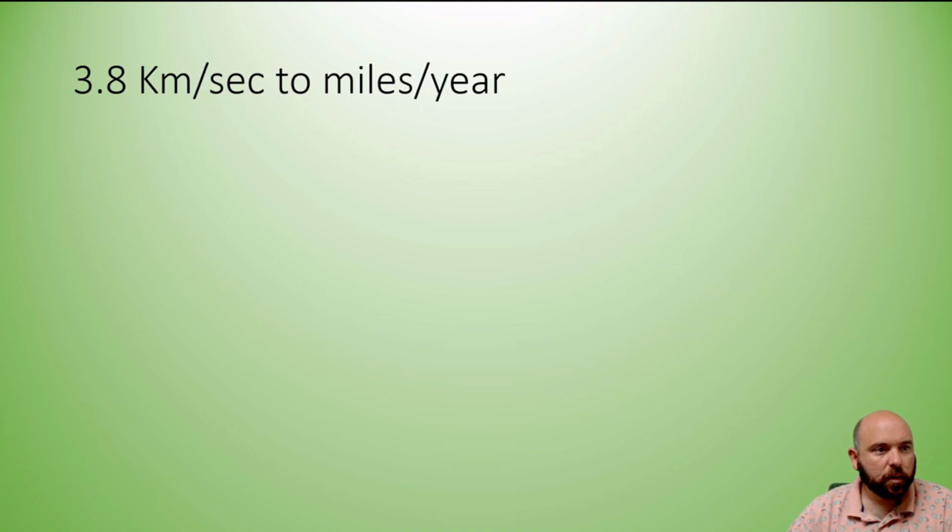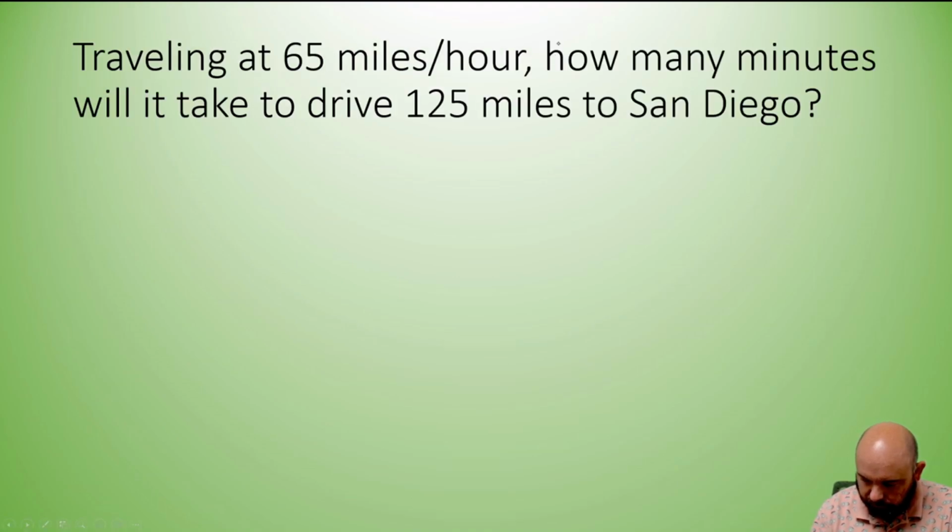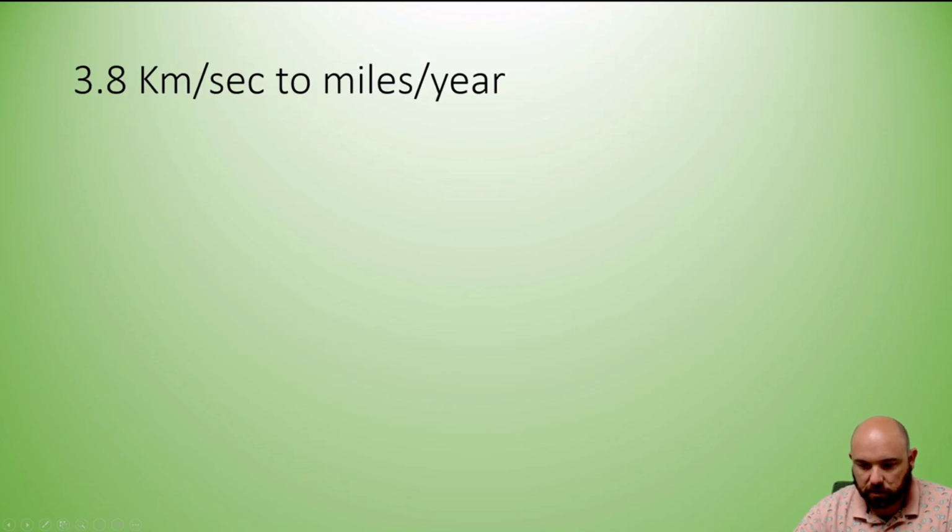Alright, on this slide we are going to attempt to convert 3.8 kilometers per second, a measurement of velocity, to miles per year, which is another measurement of velocity. This is one of the questions that, if you ran into it on a test, you'd probably be given at least one of these conversion factors, and that would be the fact that there are about 1.6 kilometers in 1 mile.